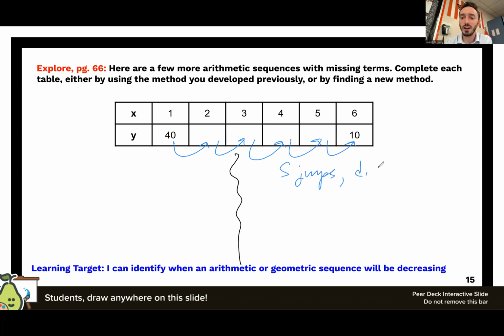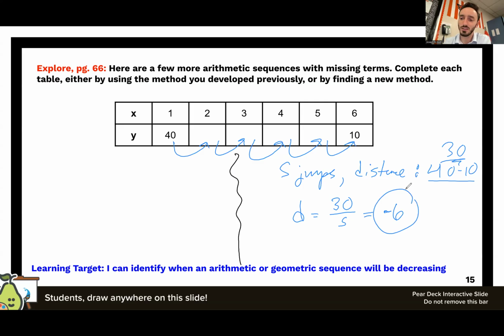And the distance that I have to cover on the number line there is 40 minus 10. That's going to be something like 30 units that I have to go in 5 jumps. So if I think about my common difference as 30 units broken into 5 groups, I'll see here that each jump needs to be 6 units long. But if I'm decreasing in this case, if I want to be going down in value instead of up in value, I need to get my common difference to be something like -6.